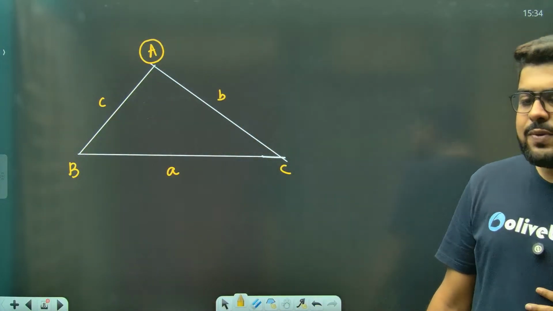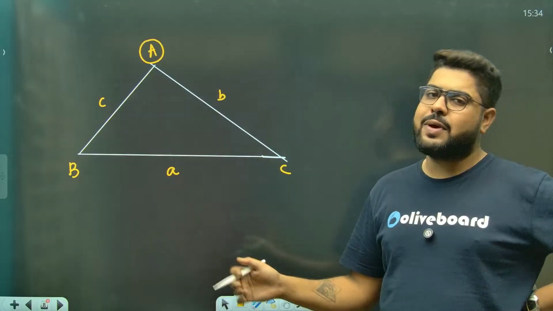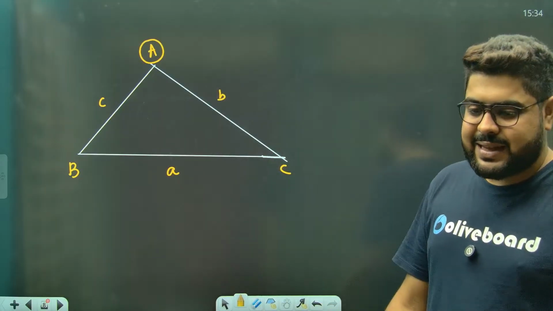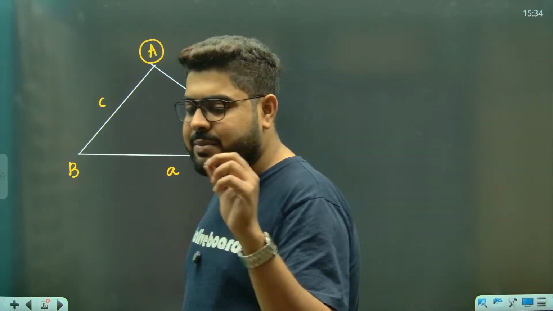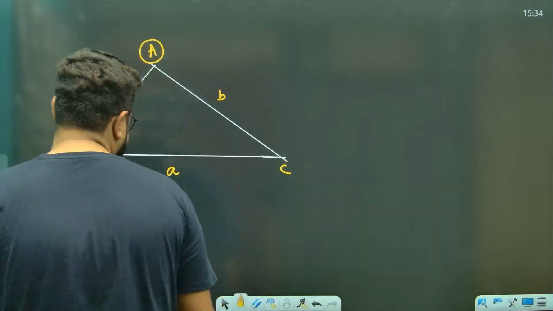Yes, Arvind, all sides are unequal, so angles must be unequal. If sides are unequal, angles must be unequal. There are no ifs and buts.